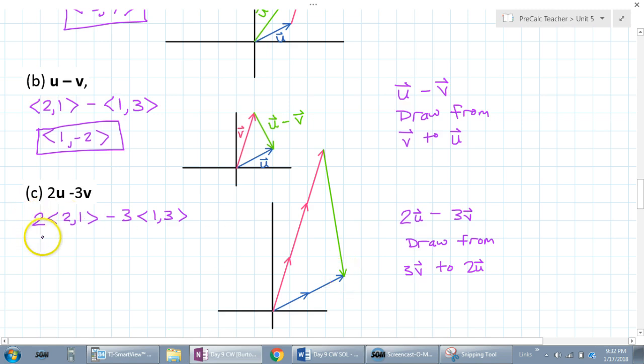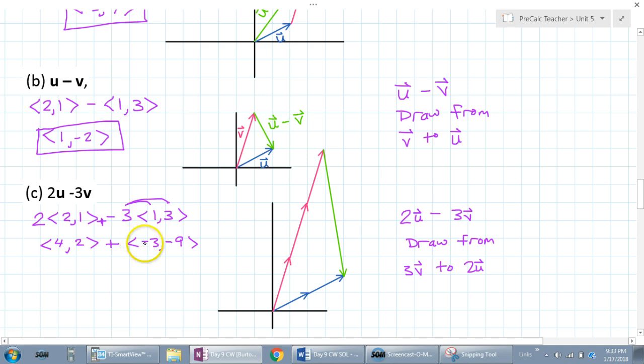I'm going to go ahead and do the algebraic method now. So if I multiply u by 2, that's going to give me 4 comma 2. Now I'm going to put a little plus right here. Whenever you subtract, it's the same thing as adding a negative number. So I'm going to multiply this vector by negative 3, and then I'm just going to add. So if I multiply by negative 3, I get negative 3 comma negative 9.